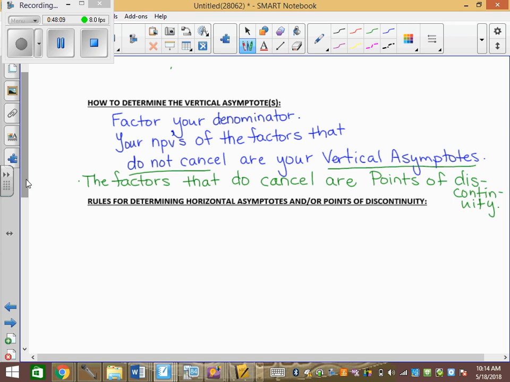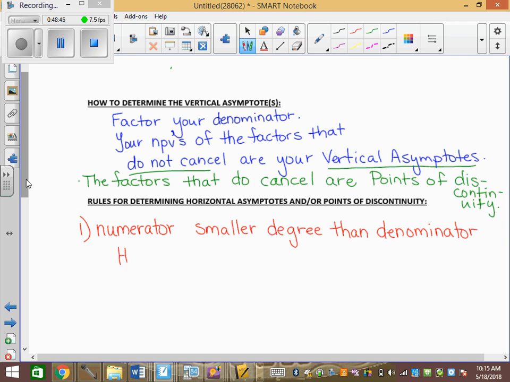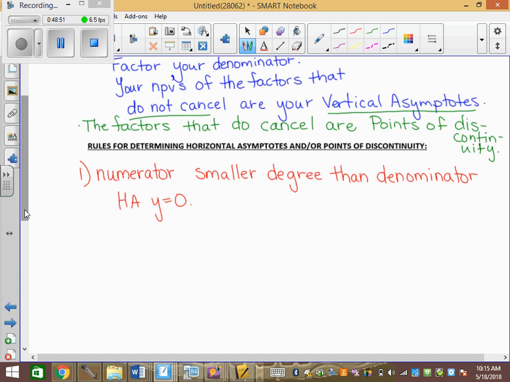And then horizontal asymptotes, the y ones, just follow rules. There's 2 rules for horizontal asymptotes. Rule 1: numerator smaller degree than denominator. Your horizontal asymptote is y equals 0 every single time. The degree is your exponent, right?